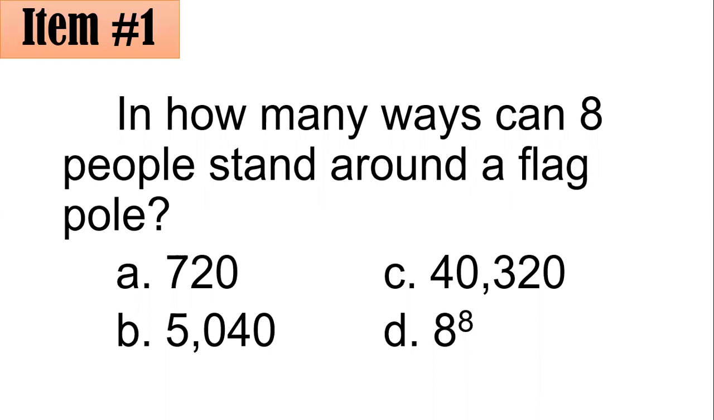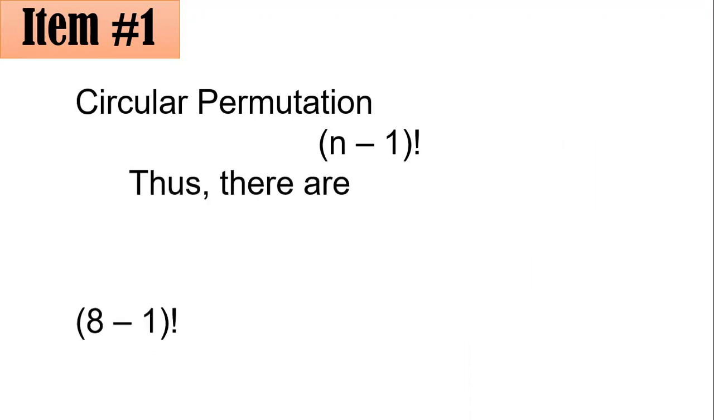In how many ways can 8 people stand around a flagpole? Is it 720, 5,040, 40,320, or 8 raised to 8? In this case, there are 8 people, and since they are going to stand around a flagpole, this involves circular permutation, whose formula is the factorial of the quantity n minus 1. Since we have 8 people here, our n is 8. By substitution, that's 8 minus 1 quantity factorial, that's 7 factorial.